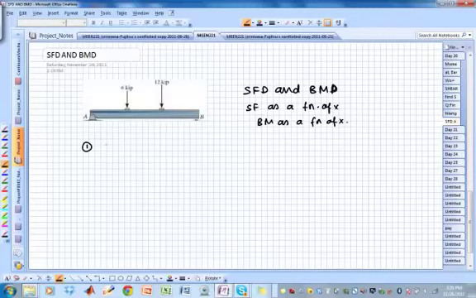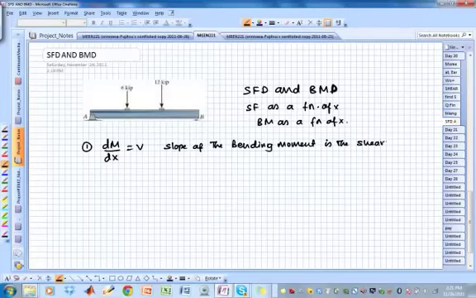The first result says that dM/dx equals V. This is the math speak for the following idea: the slope of the bending moment is the shear force. So in other words, the bending moment will always be one degree polynomial higher than the shear force because it's the integral, right? And if you know the shear force diagram, you already know the slopes and you can sketch the bending moment diagram fairly easily. So if your shear force diagram is a triangle, your bending moment diagram will be a parabola and so on.